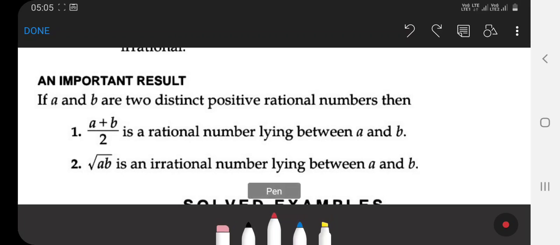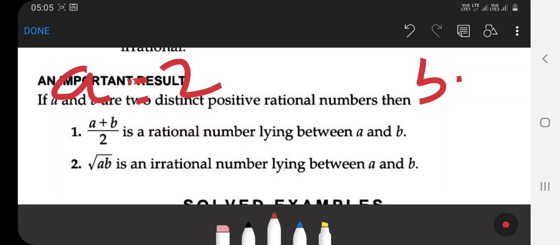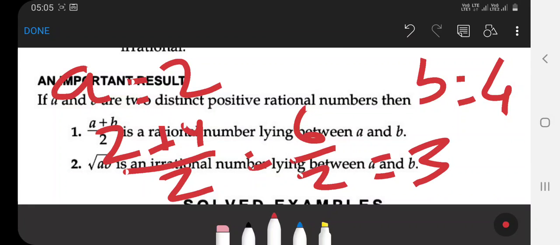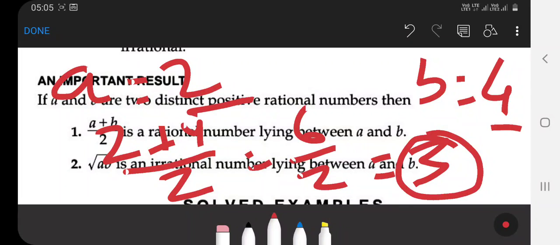Suppose A is equal to 2 and B is equal to 4. Then 2 plus 4 by 2, 6 by 2, is equal to 3. 3 is lying between 2 and 4. Clear?